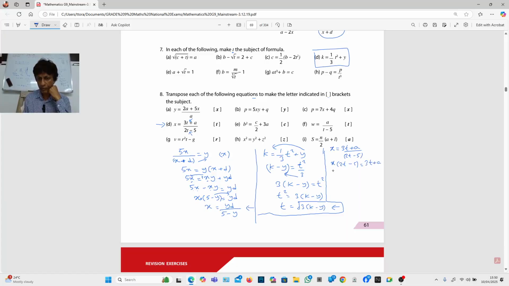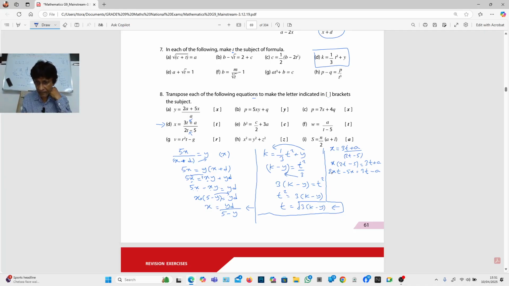Then x times 2t is 2xt, minus x times 5 is minus 5x, and then it's equal to 3t plus a. Now this becomes obviously more accessible in terms of trying to make t the subject formula. You can see on the left hand side as well as the right hand side we've got t there. We can group the t's on just one side of the expression.